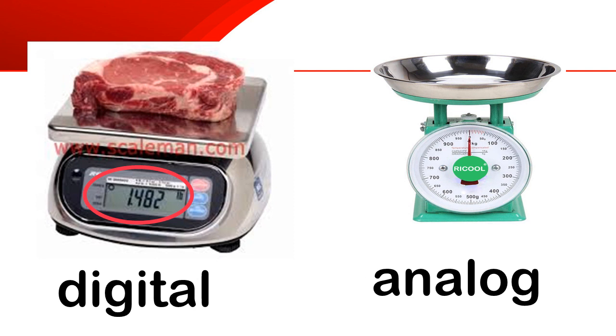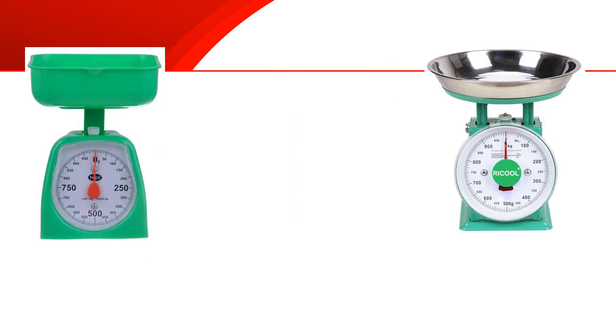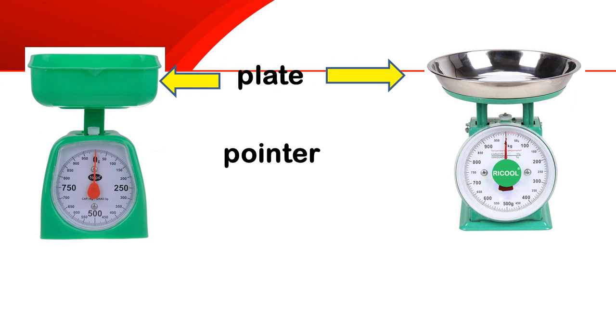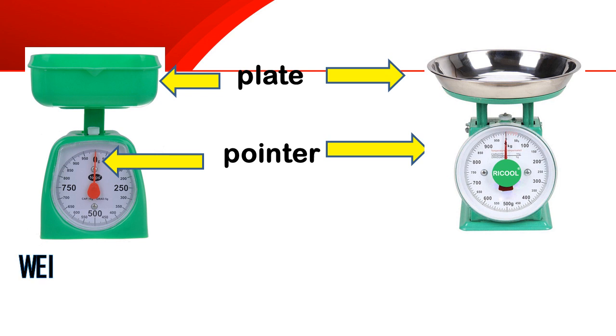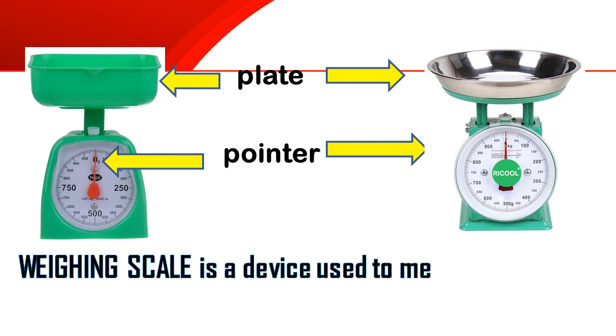This type of weighing scale also has different parts. Take a look at this. Let's find out its parts. So an analog weighing scale has a plate where we put the object to weigh. It also has a pointer that indicates how many grams or kilograms an object weighs. Weighing scale is a device used to measure weight or mass.